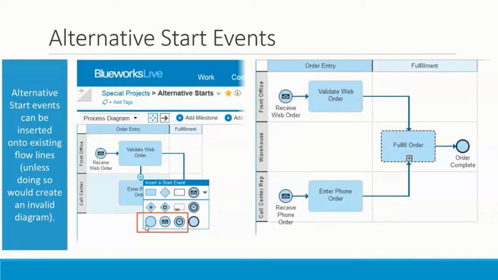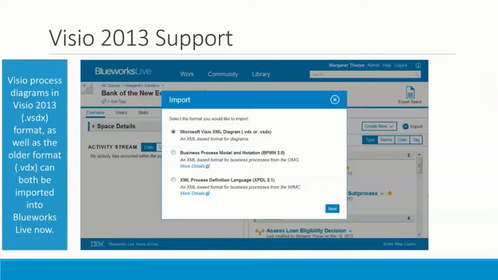So things like, could result in multiple disconnected process flows, for example, which is invalid in a BPMN diagram. So in cases like that, you may need to temporarily add another flow line to your diagram in order to be able to insert alternative start events where you want to. You could add that line temporarily and delete it later. So that's alternative start events.